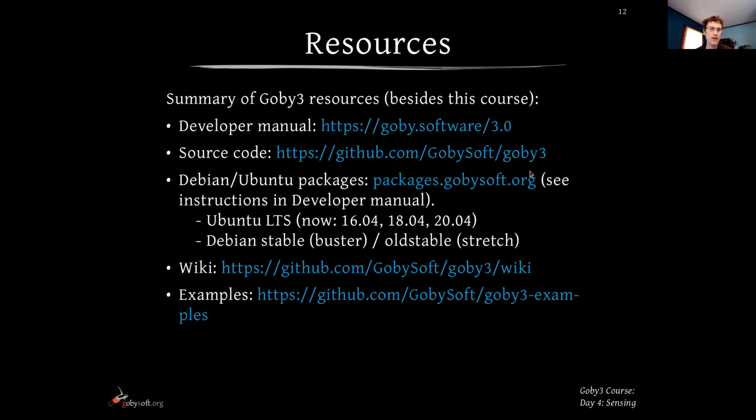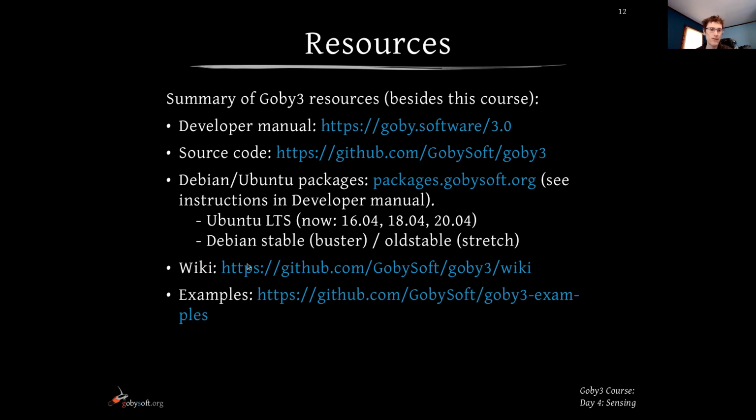There's a source code on GitHub. I release packages for every release and on the daily build of the 3.0 main branch for all the LTS versions of Ubuntu and the 2 newest Debians at any given point in time. And these are hosted on my server, but the instructions on how to add those to your apt sources list is in this developer manual.